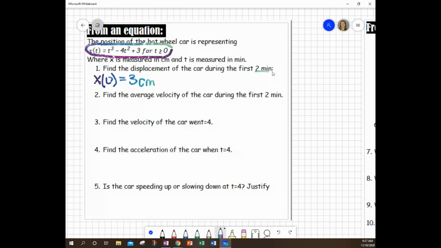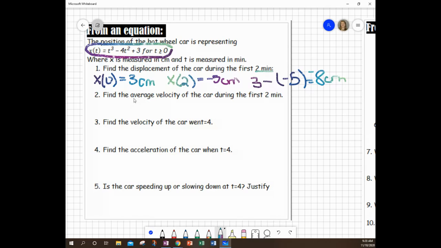Okay, so on the first 2 minutes, that means when my time is 2, I have 2 to the third is 8, minus 16 plus 3 is going to give me negative 5 centimeters. Remember, my displacement again is the difference between the two. So I started at 3 minus where I ended up. That's going to give me negative 8 centimeters. So that is my displacement, the difference between my starting point and my ending point.